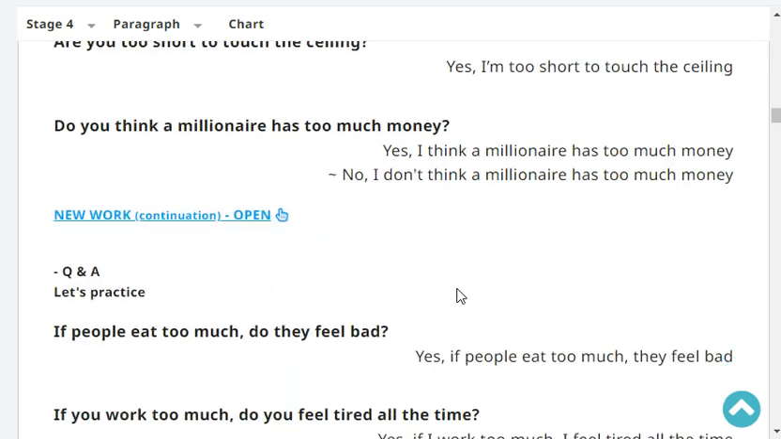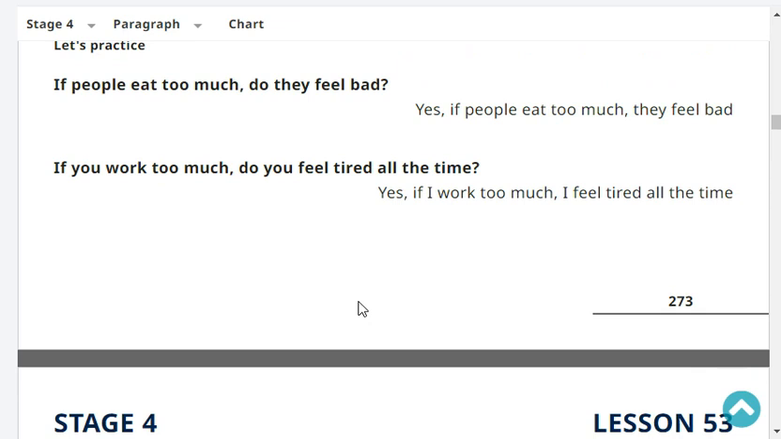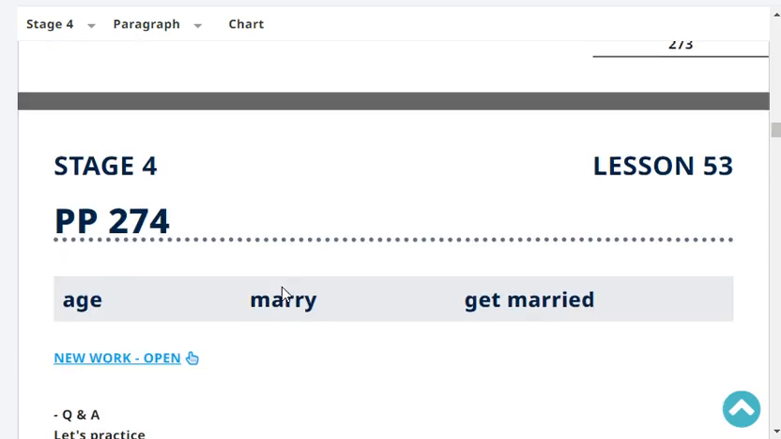If people eat too much, do they feel bad? Yes, if people eat too much, they feel bad. If you work too much, do you feel tired all the time? Yes, if I work too much, I feel tired all the time. Very good.